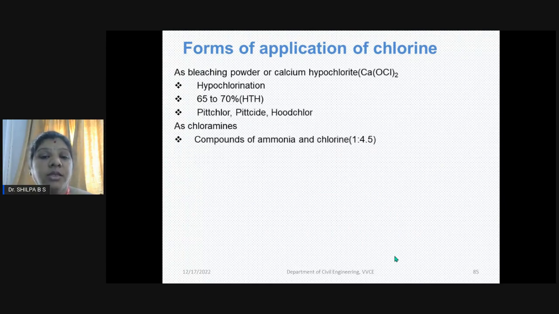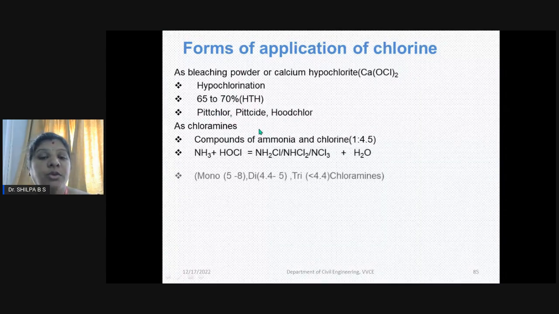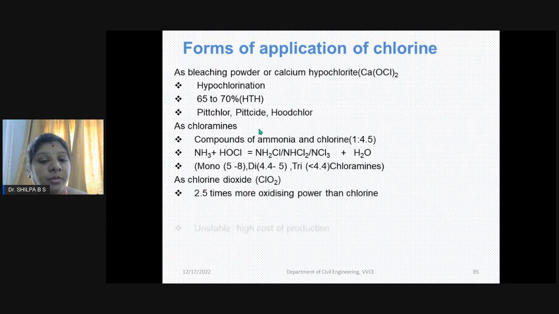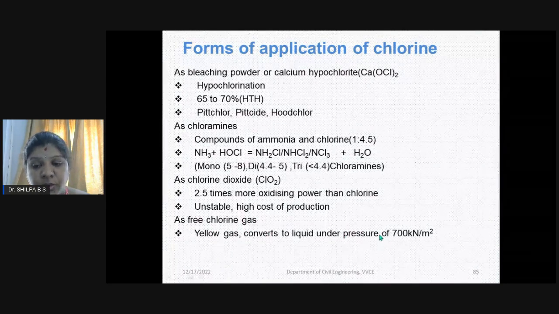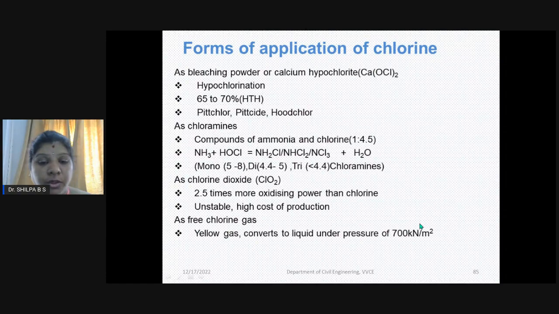So these are the various forms of hypochlorites that are being used in water treatment. These are some commercial names, and chloramines can also be used in the disinfection process. Chlorine dioxide is also used in the disinfection process, but the most commonly used form of chlorine is the gaseous form, that is free chlorine gas, which will be stored in the cylinder under a pressure of about 700 kilonewton per meter square.